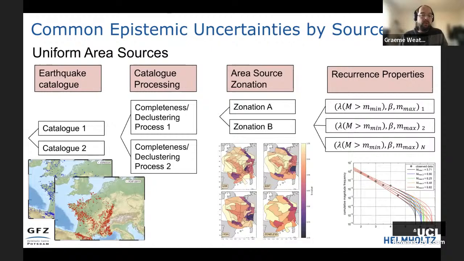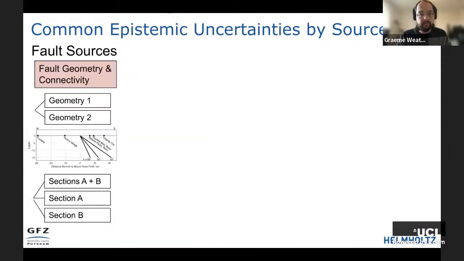For uniform area sources, many of the same epistemic uncertainties apply. So uncertainties in your catalog processing, your recurrence. The only major difference here is that we would account for epistemic uncertainty in our area source zonation. So we may choose different interpretations of the geology, seismicity, and tectonics to try and account for our model-to-model uncertainty.